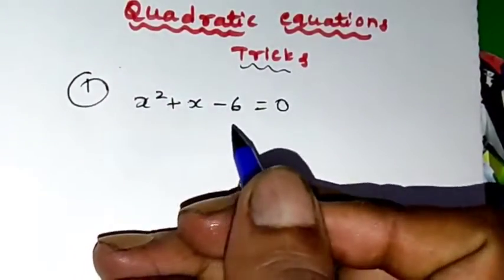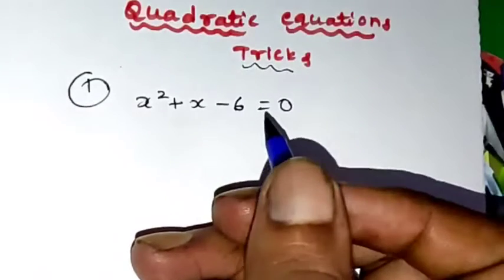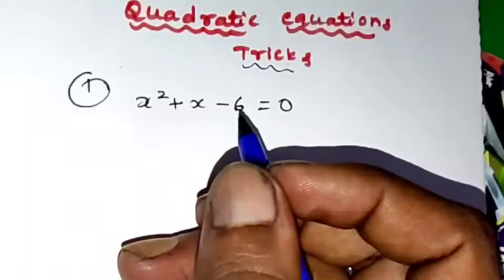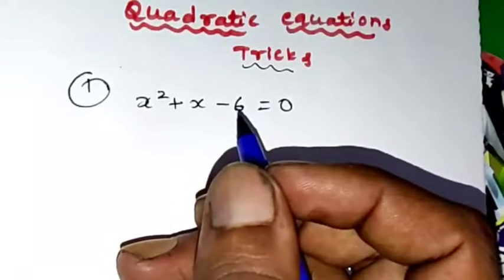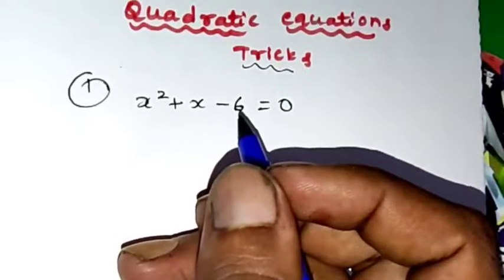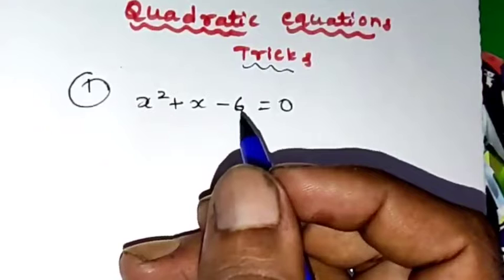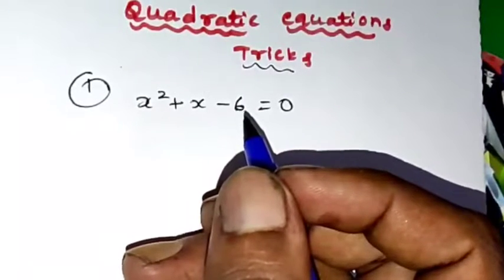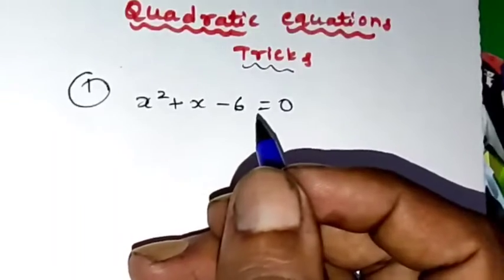x square plus x minus 6 is equal to 0. Okay, we have to solve the quadratic equation. There are a lot of methods. Method 1 is by using the formula, method 2 is by using the factorization method, and method 3 is by using the trick based method. Okay, now I am following the trick based method. We have to solve this problem within seconds.